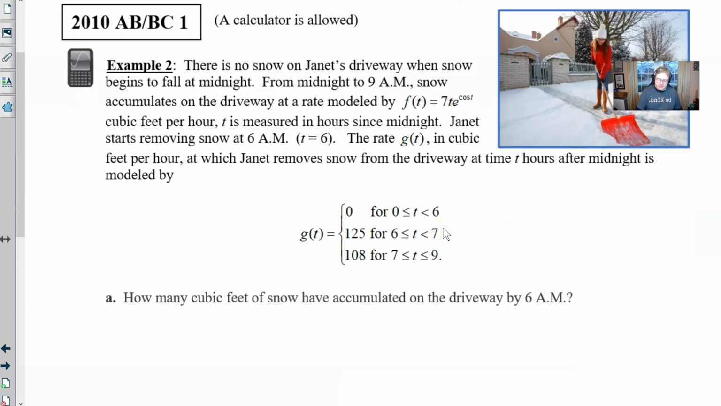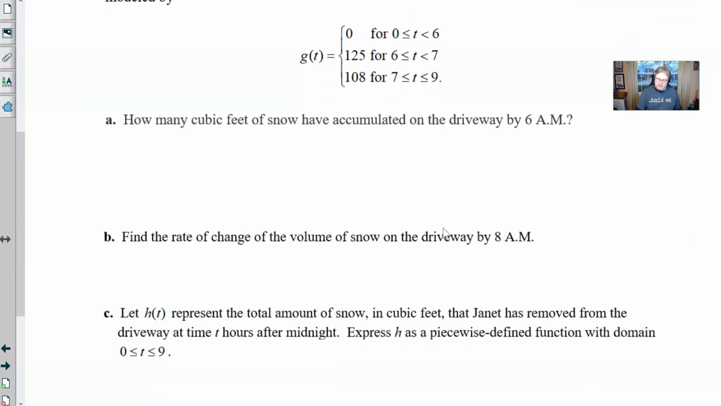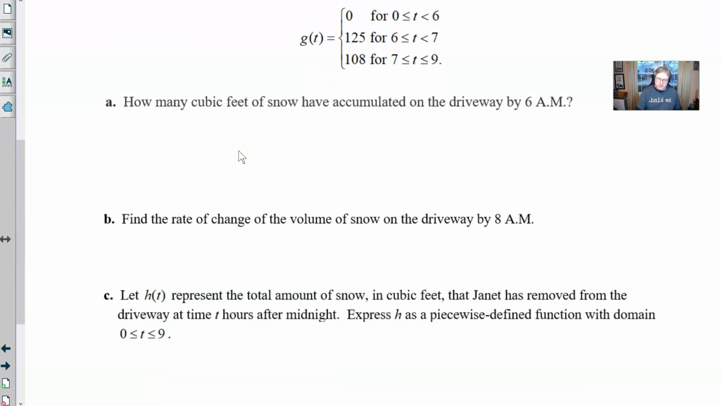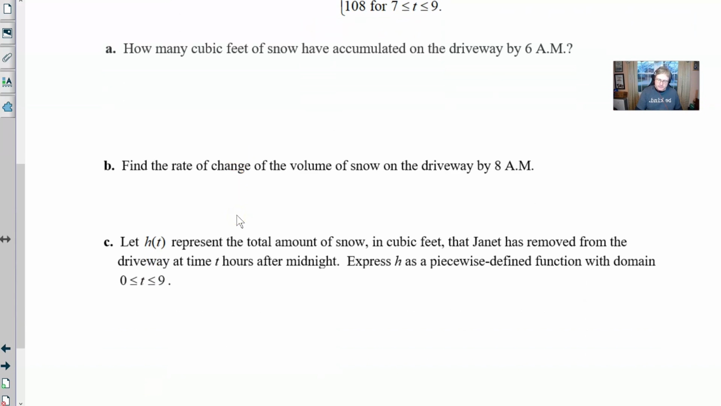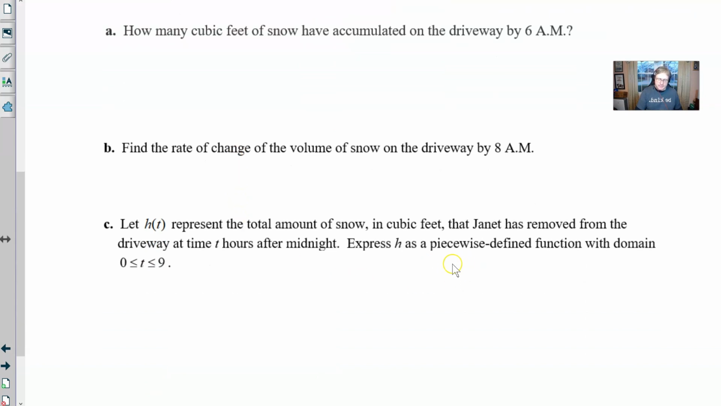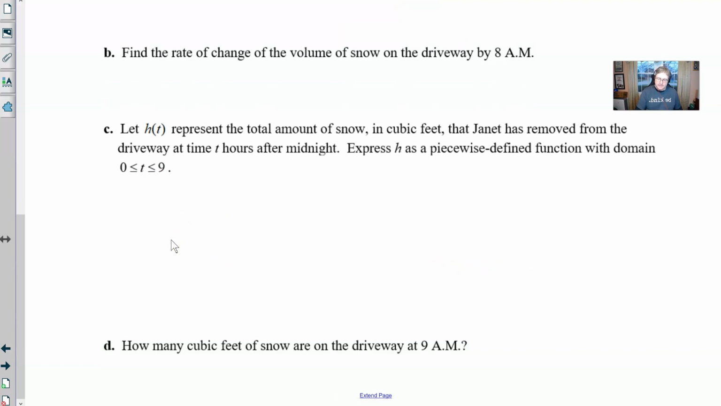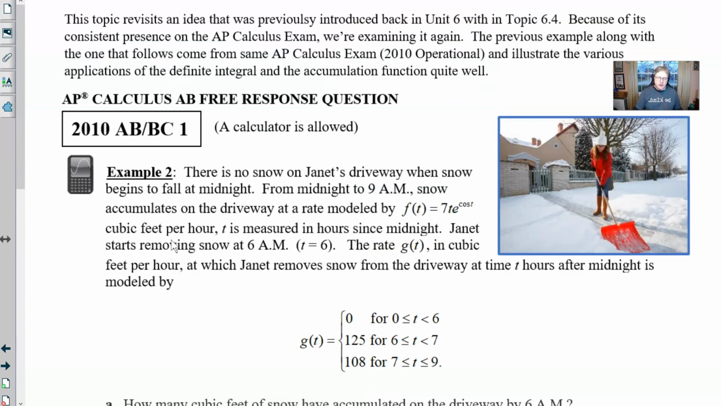You can see that there are several questions that are going to be addressed, from how many cubic feet of snow have accumulated, to the rate of change of the volume, to finding a piecewise function that represents the amount of snow, and finally, how many cubic feet of snow are on the driveway at 9? Let's say Janet needs to leave for work at 9. So lots of different things going on here.